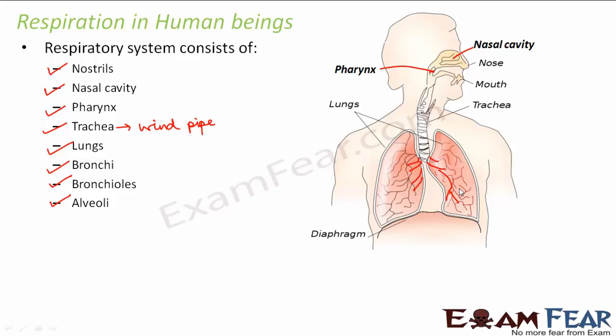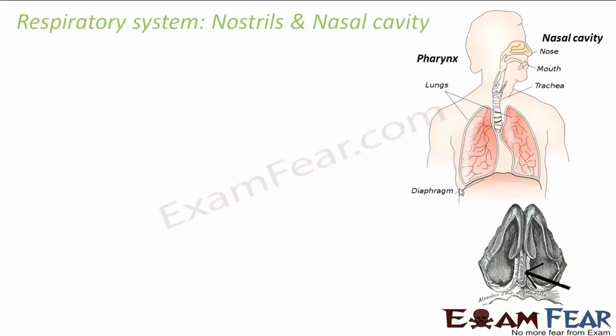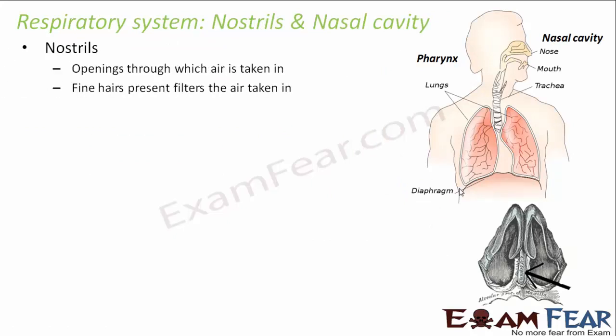Right? So now you are aware of what the different parts of the respiratory system are. Now we will discuss each one of them in detail. So let us start with the nostrils and the nasal cavity. Nostrils, openings through which air is taken in. So in our nose we have two openings through which the air is taken inside.